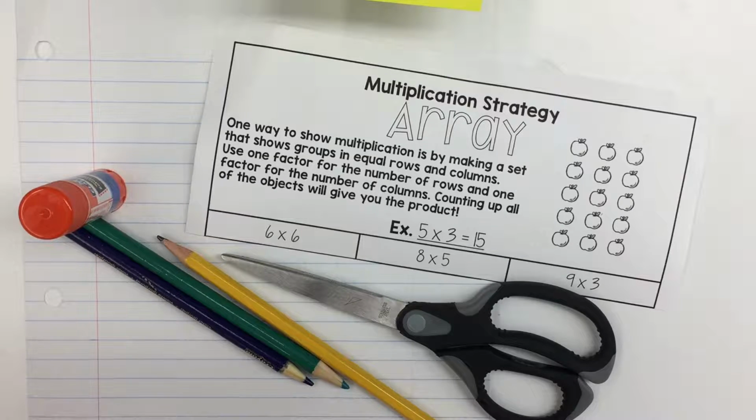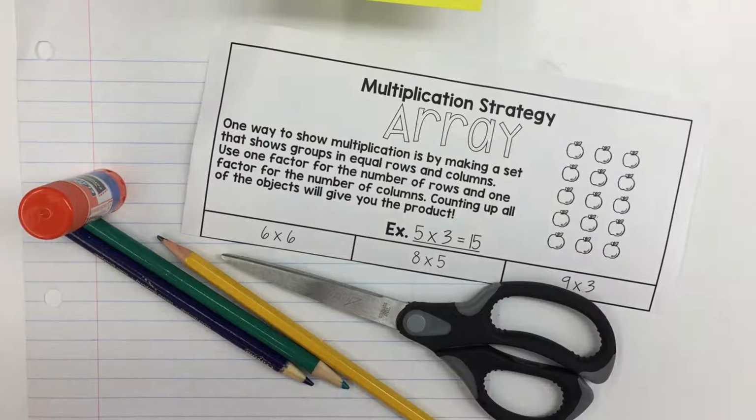All right, our next multiplication strategy is making an array, and these are the materials you'll need today: a piece of notebook paper, a glue stick, a couple colored pencils, a regular pencil, some scissors, this array handout, and when you have all those things, then you are ready to go.